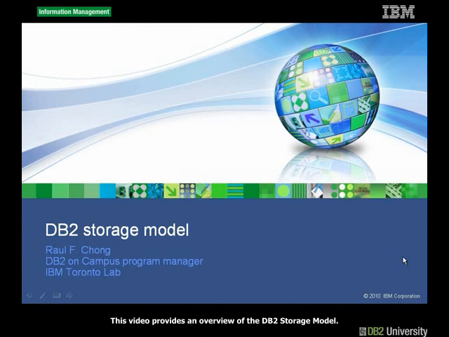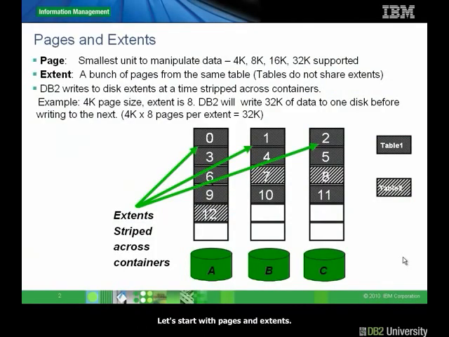This video provides an overview of the DB2 storage model. Let's start with pages and extents. A page is the smallest unit to manipulate data in DB2. There are 4 page sizes that DB2 supports: 4K, 8K, 16K, and 32K. You choose a page size when you create a table space or a buffer pool.